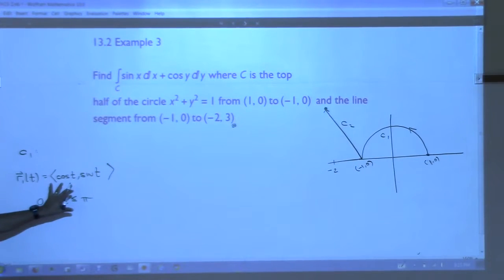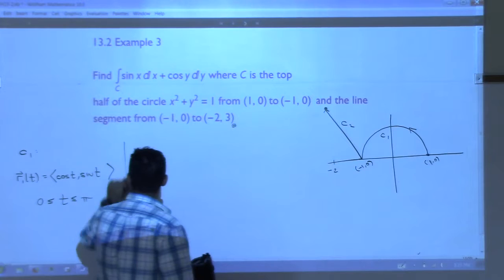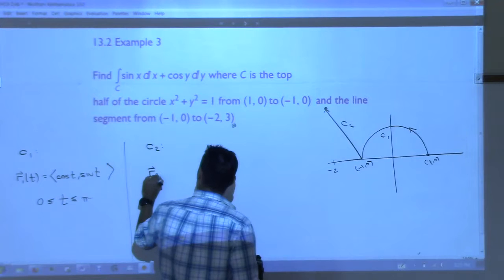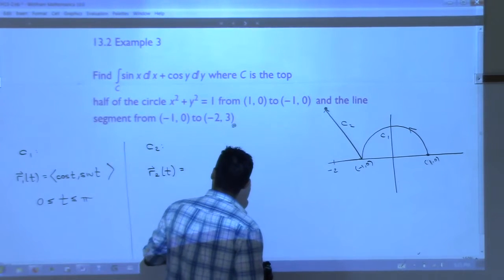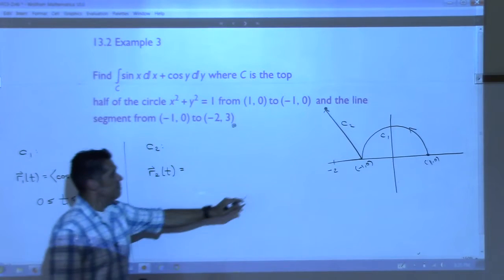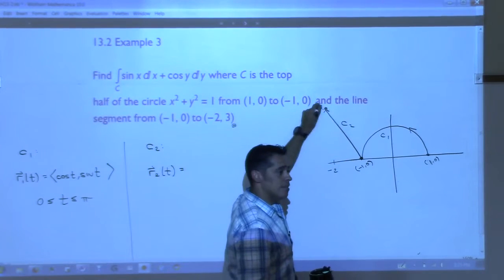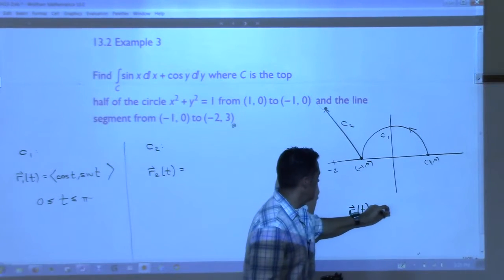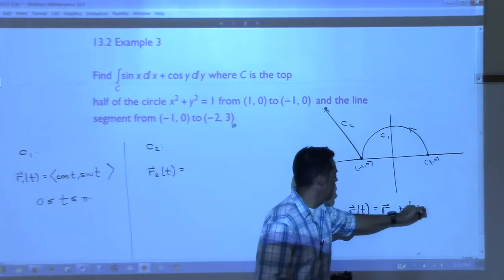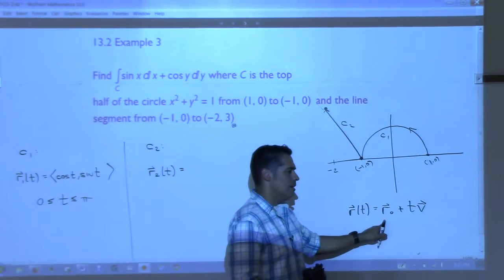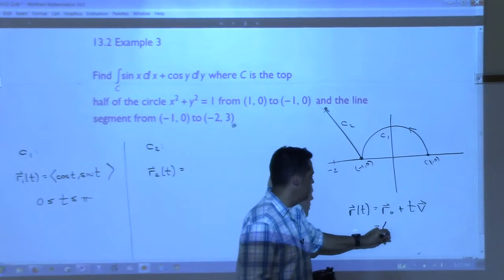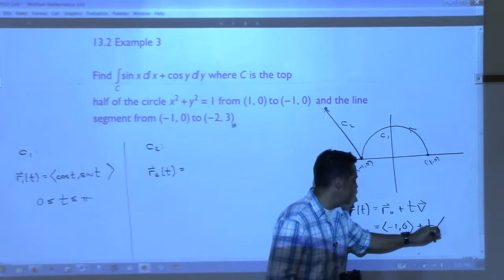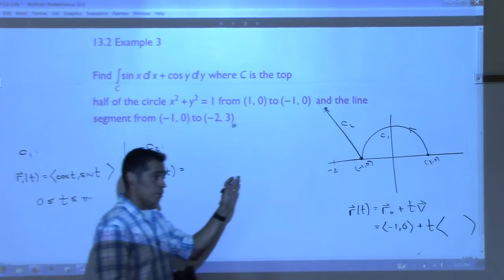Okay, that we've done. Now let's see if anything that we just did on the last problem connects. Let's take care of C2, which is my second curve. So that second curve is a line segment, right? It's a straight line. So I would recommend you use this, and I'll let you take it from here. So R naught, negative 1, 0, plus t times direction vector, but this vector needs to be the vector connecting those 2 points.